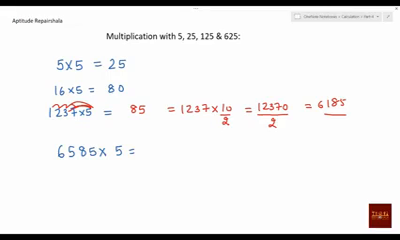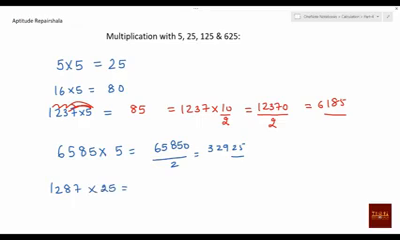Now the next problem we can take like 6585 into 5. Again, if you do it by this into 5, 5 5s are 25, 5 8s are 40, and it will take a lot of time. The same thing we can write as 65850 divided by 2. Now this is 2 3s are 6, 2 2s are 4, 2 9s are 18, 2 2s are 4, 2 5s are 10, done. How much time have you taken?